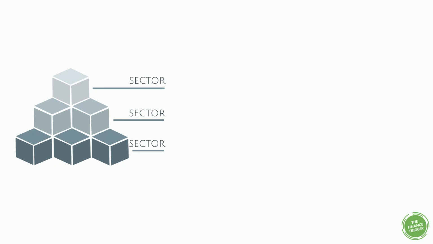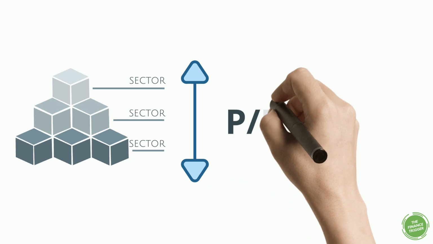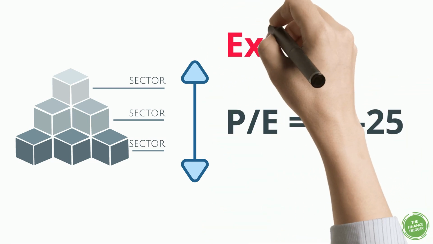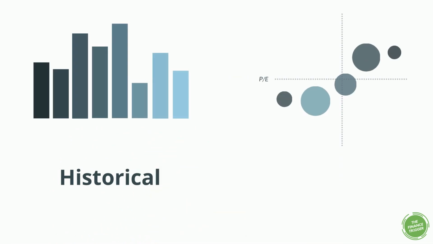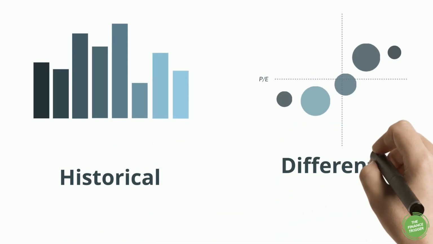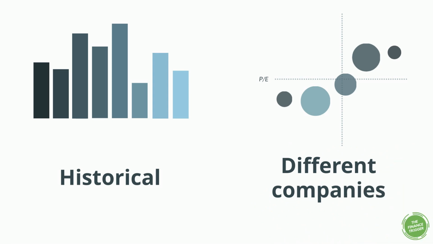Each sector has different P/E and P/S average ratios. Usually, we can say that P/E ratios over 20 or 25 are expensive, and P/E ratios lower than 20 are cheap ones. A way to have a better perspective is comparing its historical P/E ratio, or comparing different P/E ratios of different companies in the same sector, to see which ones are trading at a lower price, and which ones are trading at a higher price.